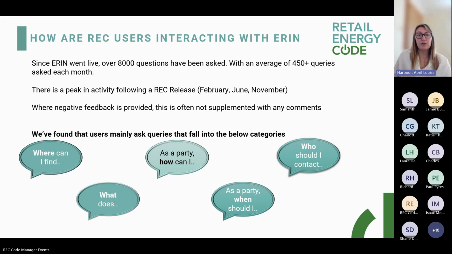And then generally with regards to the categorisations of how people are interacting with ERIN, the types of questions tend to fall into sort of five main categories. So there's always a where can I find, and that could be a REC document, a clause, or a data specification message. There is the what does, and that can be what does a term mean, or what does a specific data item or market message do. There's the general as a party, how can I do anything, and as a party, when should I, and then the who should I contact.